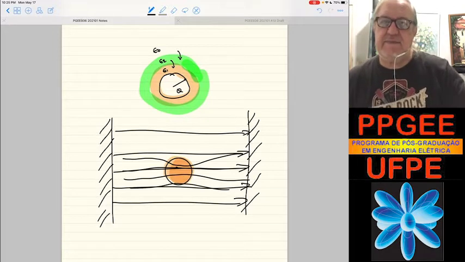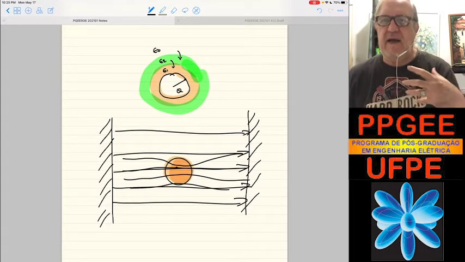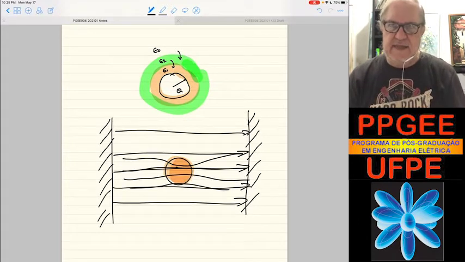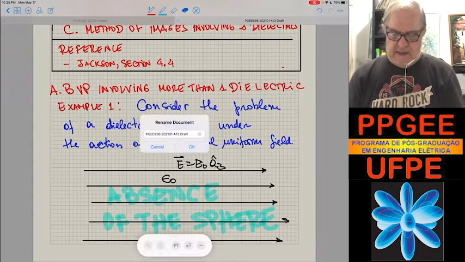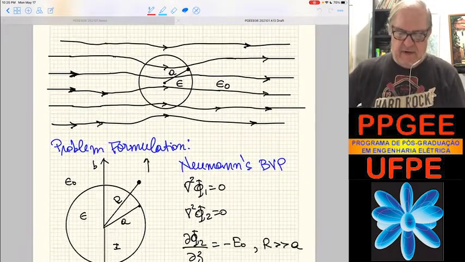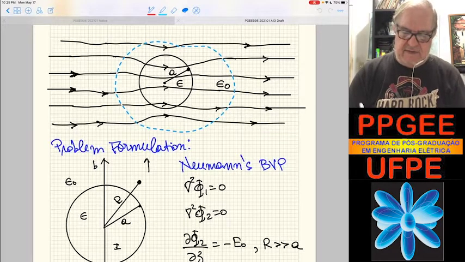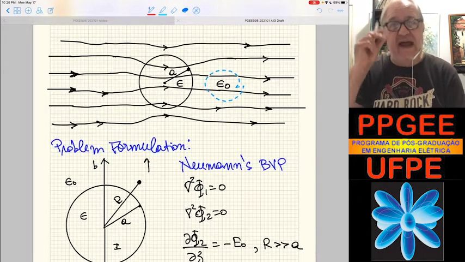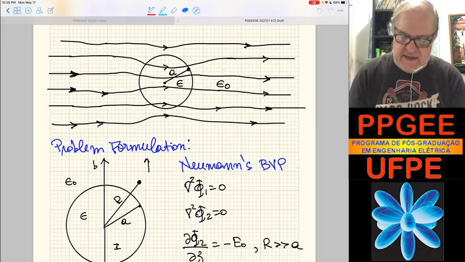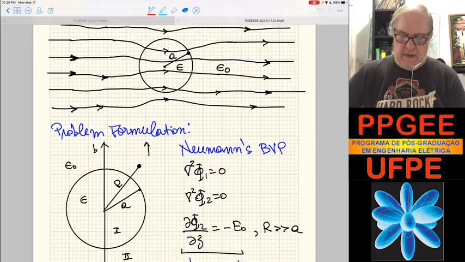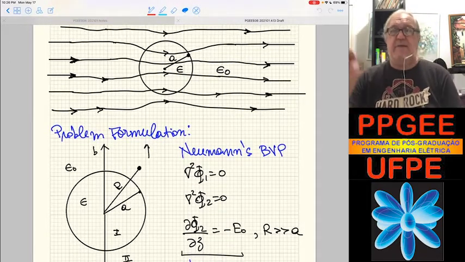How high is this pulling effect? How concentrated is this effect? How much energy is pulled inside of the sphere? This in fact is a boundary value problem. That's how we depict the problem. Outside we assume you have a vacuum, and you have a sphere that has a permittivity epsilon, radius a. So we have a kind of Neumann boundary value problem.